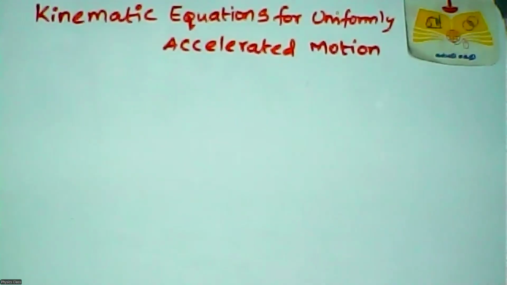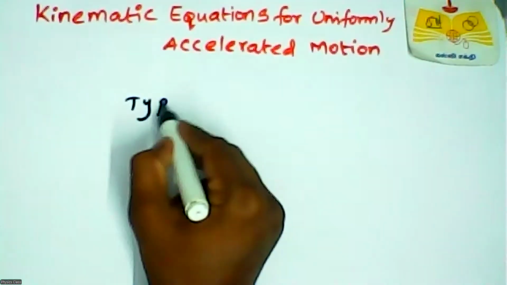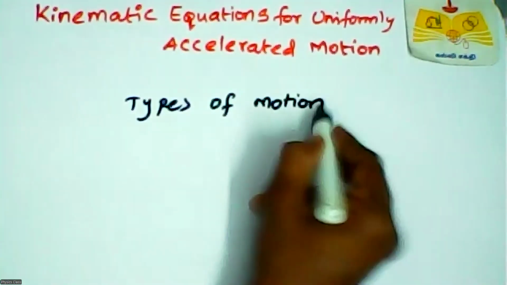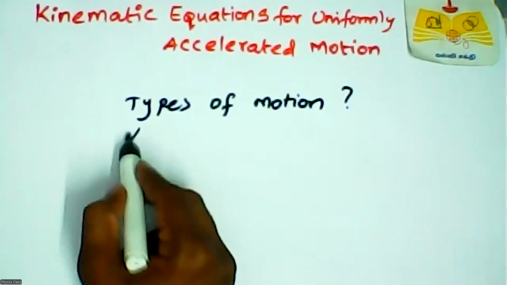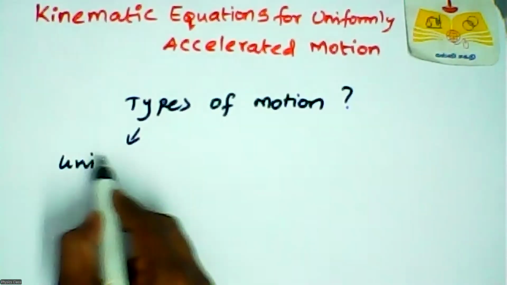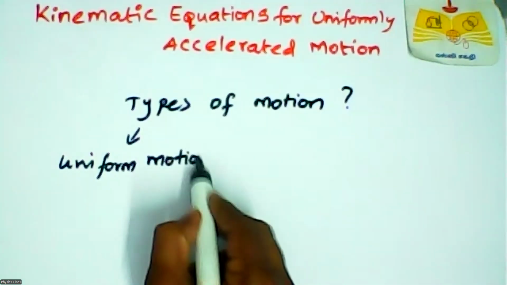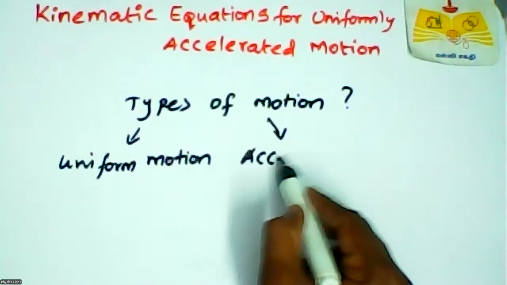Okay, let's recall what the types of motion are. One is uniform motion. Another one is accelerated motion.